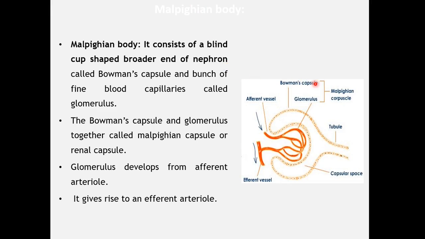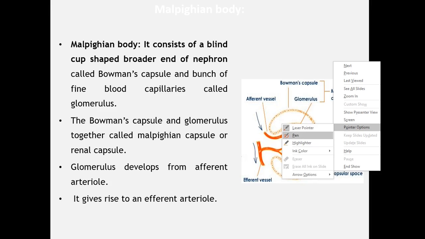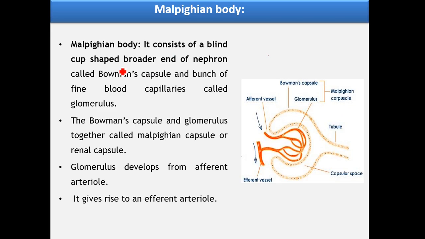Malpighian body. It consists of two parts. A cup shaped broad end of nephron is called Bowman's capsule, and a bunch of fine blood capillaries is called glomerulus. This tuft of blood capillaries is called glomerulus. Glomerulus is developed from afferent arteriole. And what is this afferent arteriole?